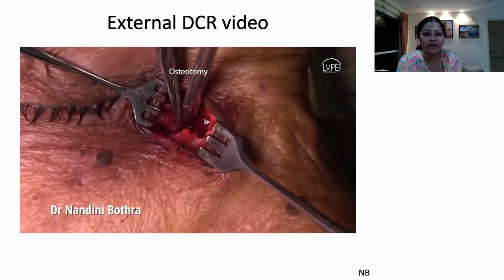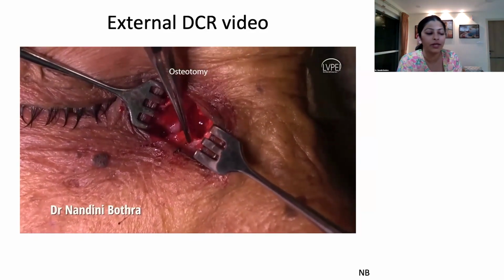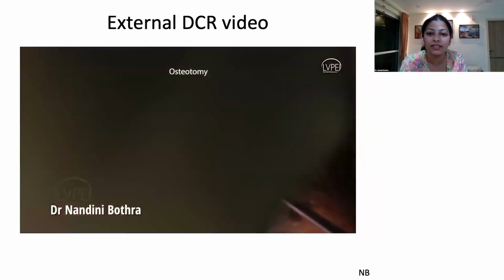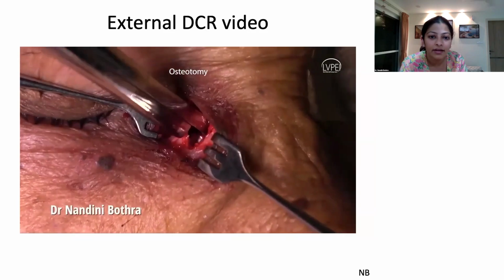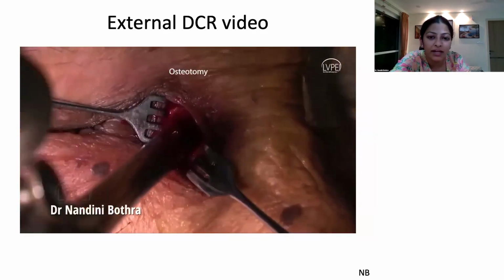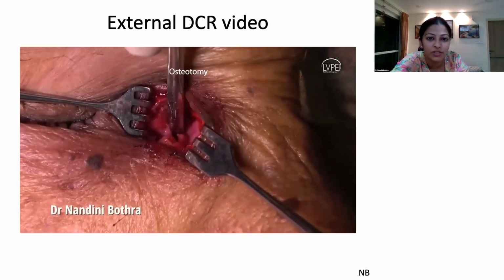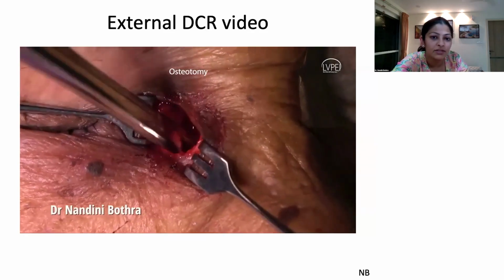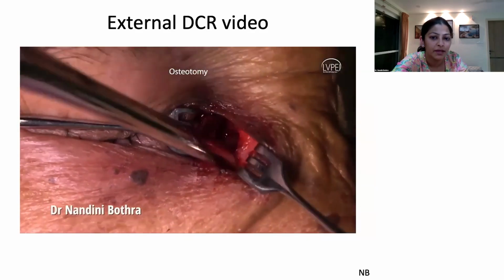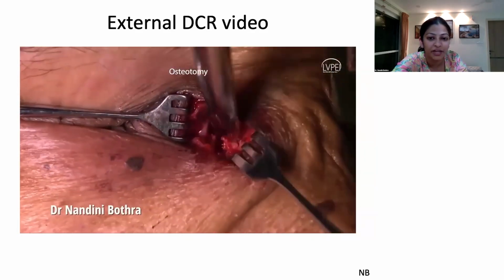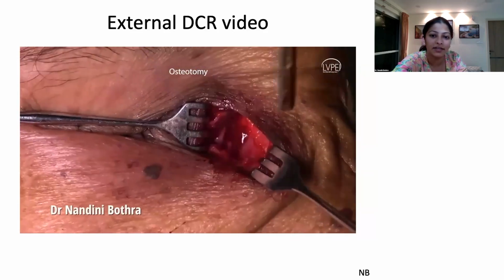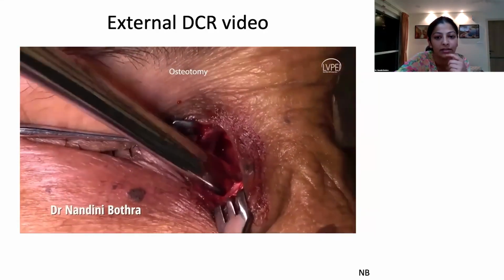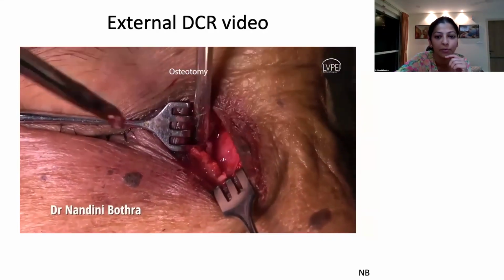So what is your anterior endpoint? Till you cannot insinuate your probe in between the nasal mucosa and the bone. Inferiorly, until you see the nasolacrimal duct. So if you actually follow your sac tissue, which is near your cat's paw retractor, you can now see your nasolacrimal duct. So until you see the nasolacrimal duct, you will do the osteotomy. Once your nasolacrimal duct is free of any bone, then you proceed anteriorly. You do it anteriorly till you cannot insinuate your rongeur between the mucosa and the bone anymore. So that should be your endpoint.